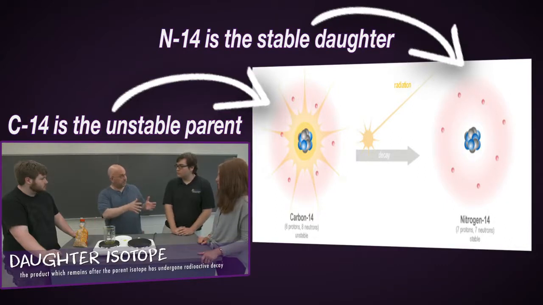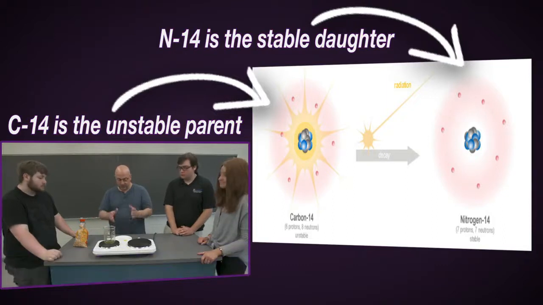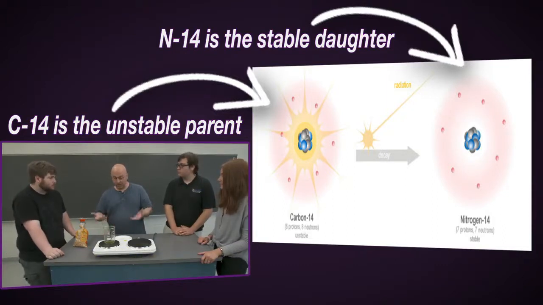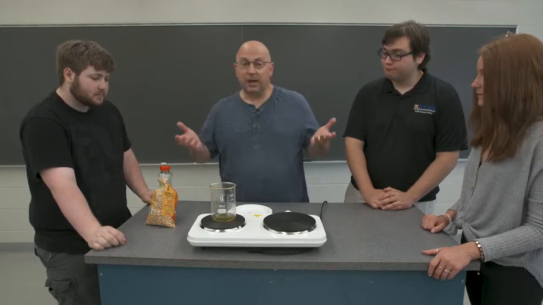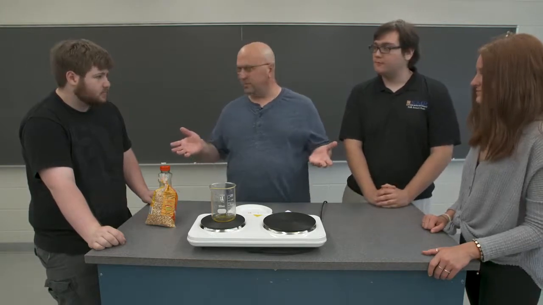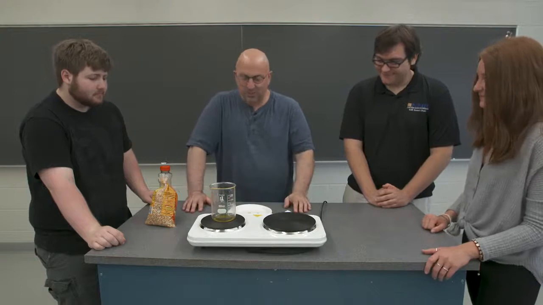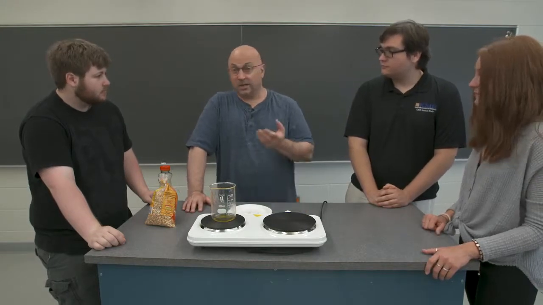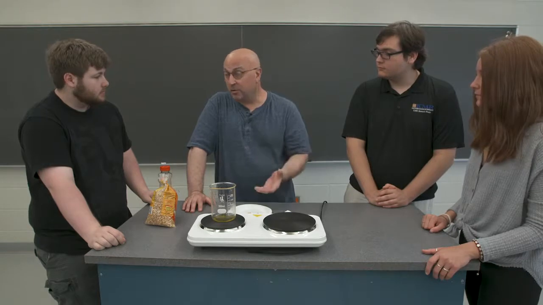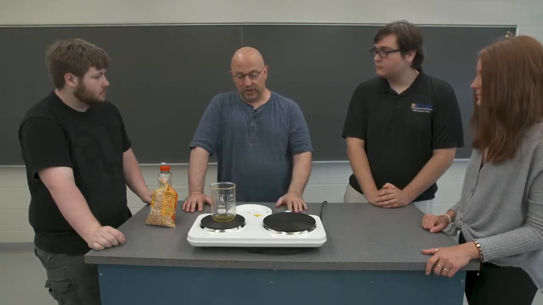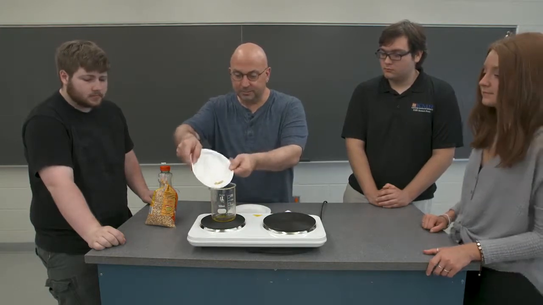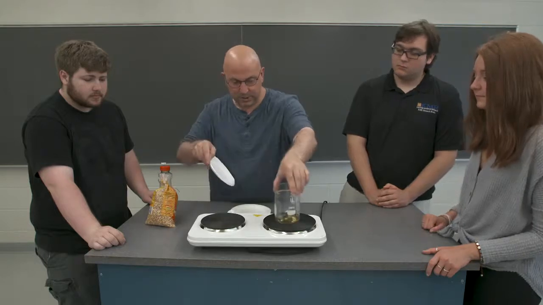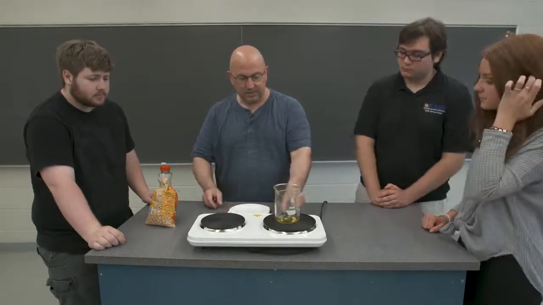So the unstable parent decays into the stable daughter, all right? And the kernel is the parent, and what does a kernel change into? Popcorn, right? Something delicious to eat. Much tastier than an isotope of an atom. So the kernel is the unstable parent, and the popcorn is the stable daughter isotope. So we are going to put these 12 kernels in here and put it on the hot plate to get that cooking.